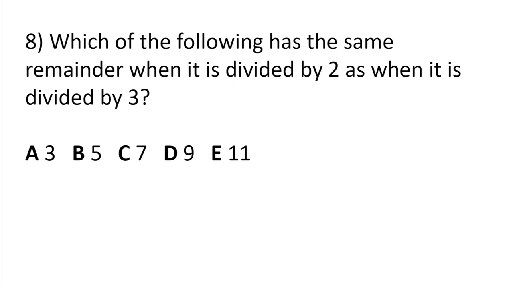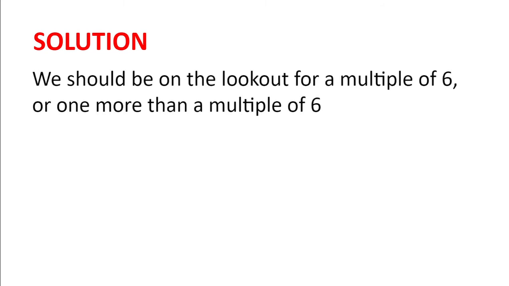Which of the following has the same remainder when it is divided by 2 as when it is divided by 3? So what could spring to mind is that if the remainder is 0, then it will be a multiple of 6. So it will be a multiple of both 2 and 3. If the remainder is 1, it will be 1 more than a multiple of 2 and 1 more than a multiple of 3. So maybe 1 more than a multiple of 6.